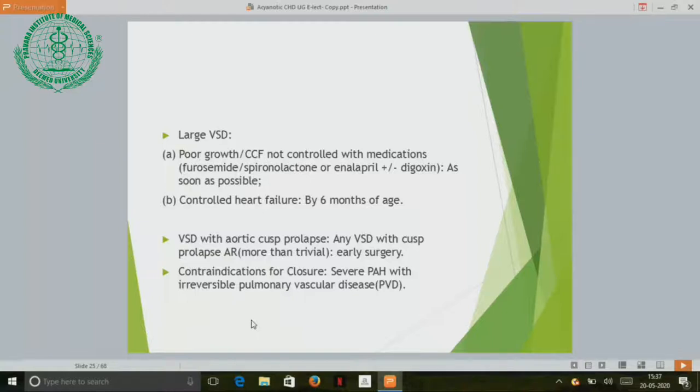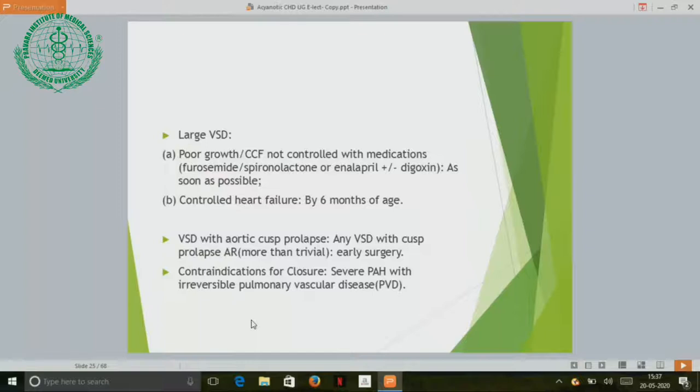Which medications are used in the treatment of congestive heart failure in large VSD? You have to decrease the preload with furosemide and spironolactone. Enalapril is used to increase the left ventricular stroke volume and decrease the shunt across the VSD. Digoxin can be used to control the tachycardia. If the CCF is not controlled with all this medication, then as soon as possible we have to operate on this VSD. If symptoms are controlled in a large VSD with all this medication, we can wait up to 6 months of age. But by 6 months of age, we have to close this VSD.